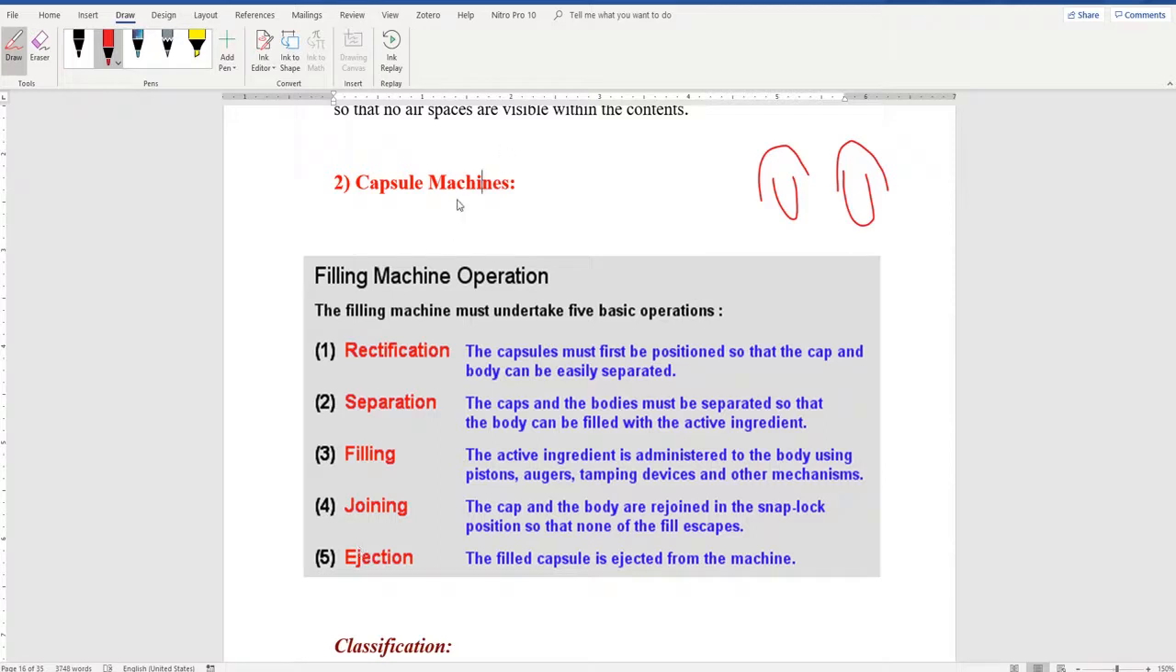Okay, the classification of machines is based, as I told you, on the filling part. How does the machine fill the bodies of the capsule? Okay, we have 2 ways. Either it depends on the body, so the whole body should be filled, whole body, okay?